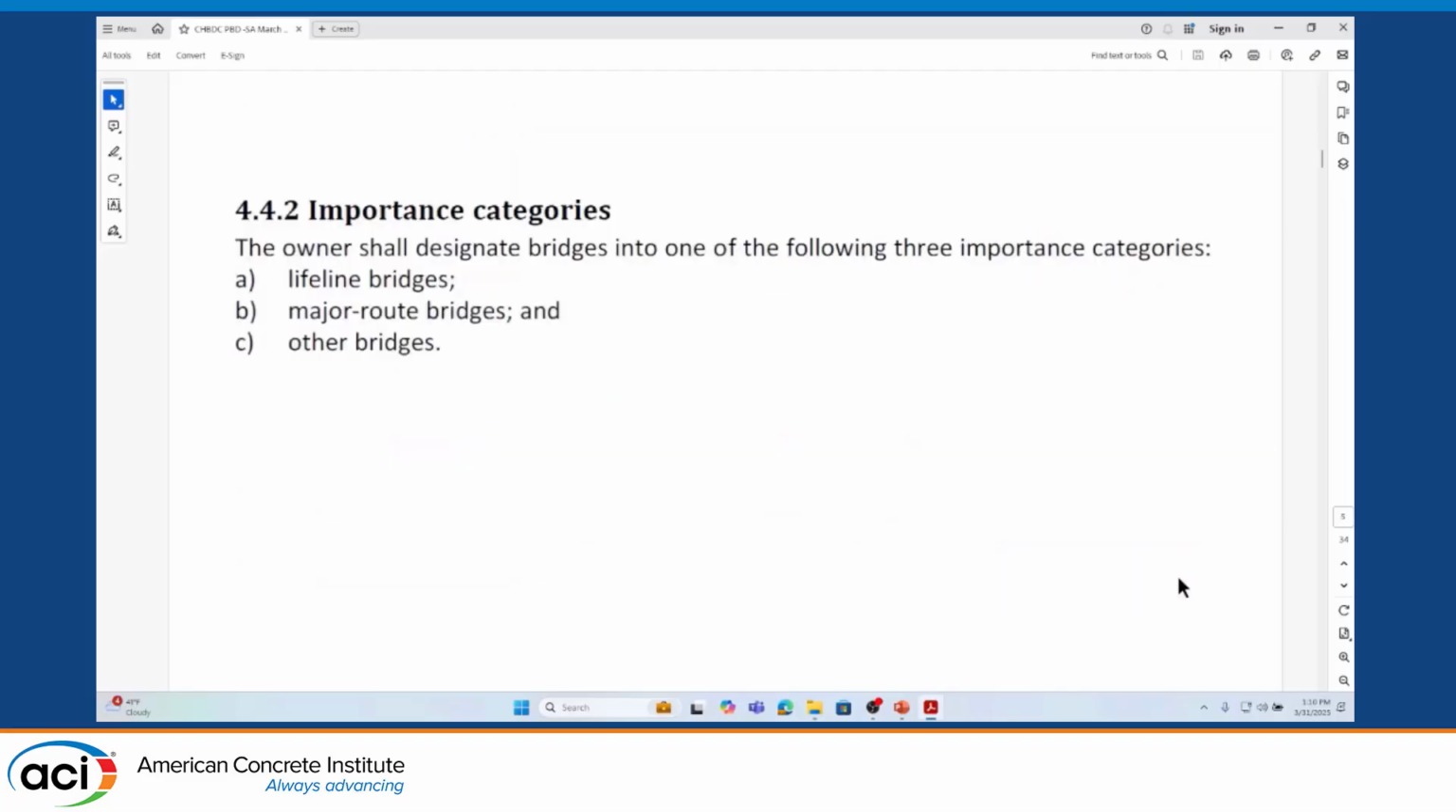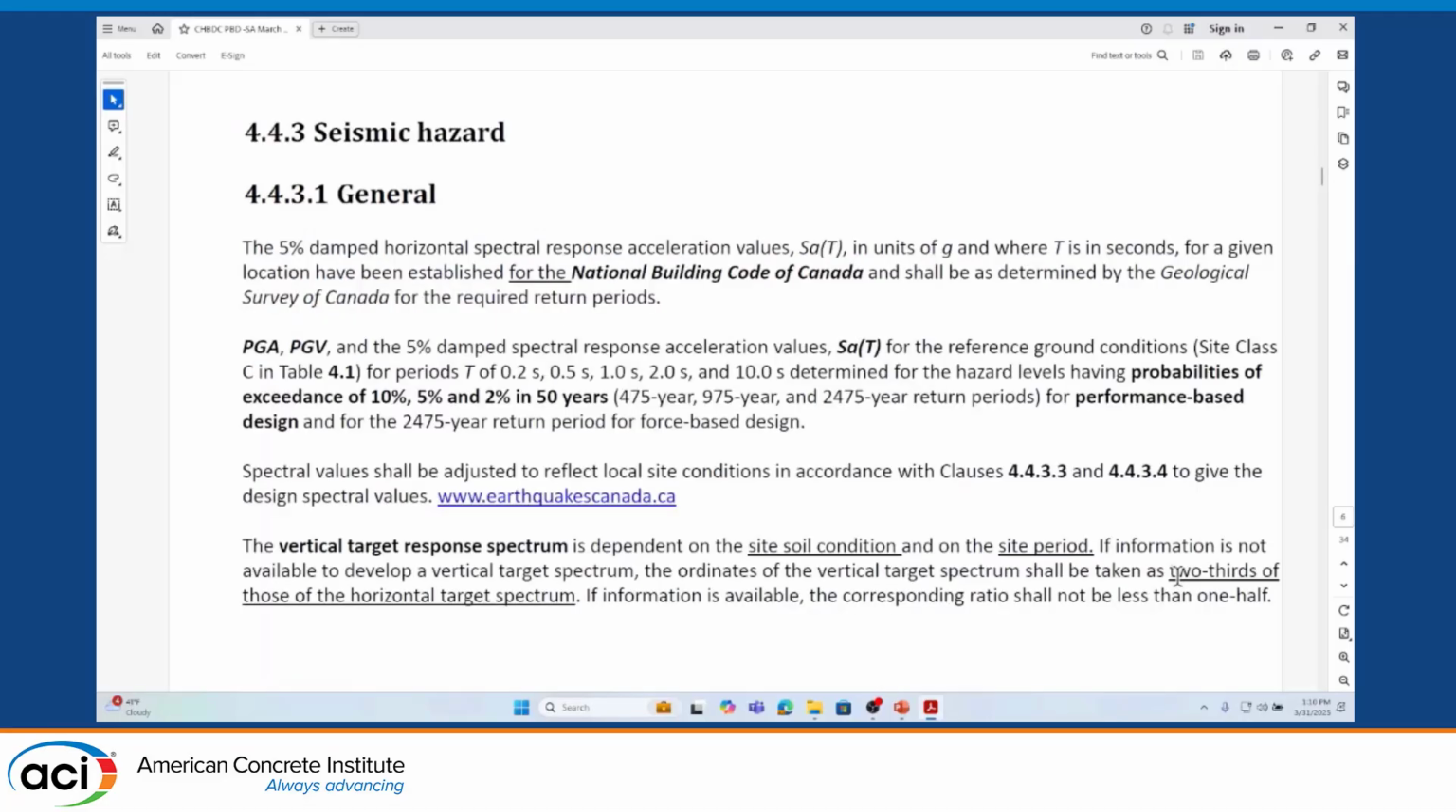Also, there are three performance categories, which are defined by the owners. These are lifeline bridges, major route bridges, and other bridges.